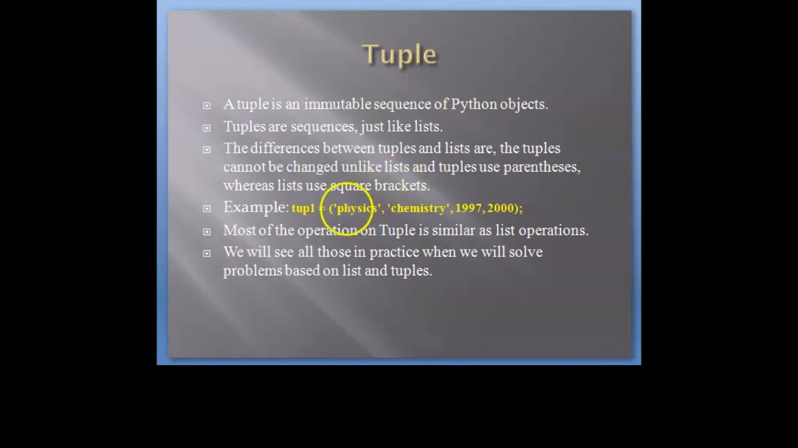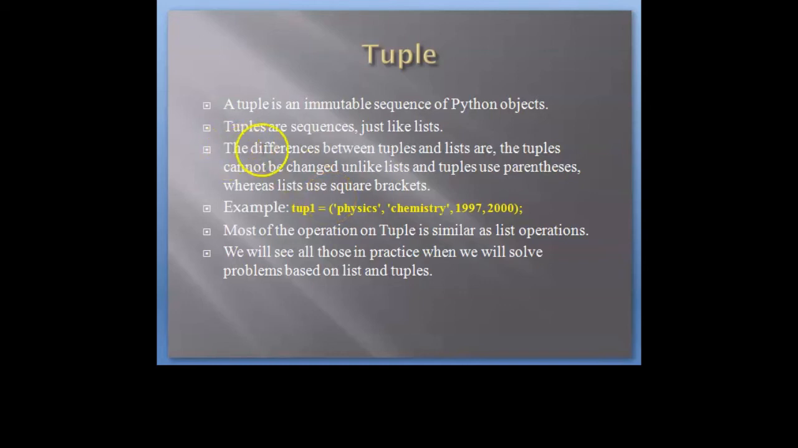In a list we write under square brackets. Here we use parentheses. And we can't change anything of this. If we have this tuple 1, physics, chemistry, 1997, 2000, we can't edit it. We can't remove this physics and add something else here. Okay.